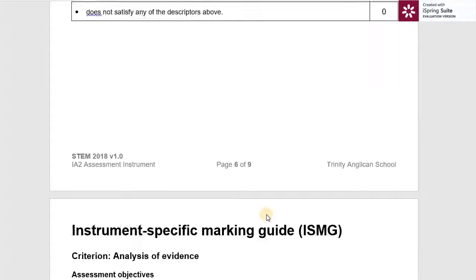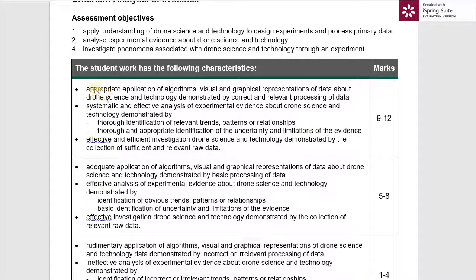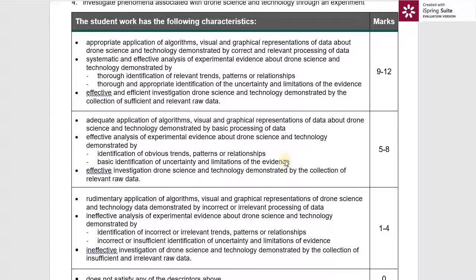Moving on to the next criteria, a good response would include the following: an appropriate application of algorithms, visual and graphical representations of data about drone science and technology demonstrated by correct and relevant processing of data, a systematic and effective analysis of experimental evidence demonstrated by thorough identification of relevant trends, patterns, or relationships, thorough and appropriate identification of the uncertainty and limitations of the evidence, effective and efficient investigation of drone science and technology demonstrated by the collection of sufficient and relevant raw data. Consequently, you'll be graded on how well you fit these descriptions.